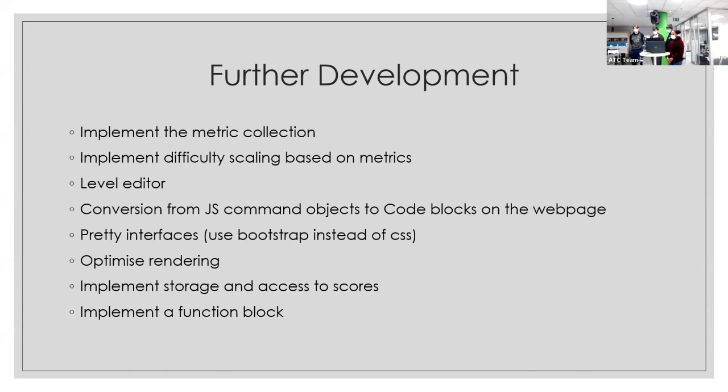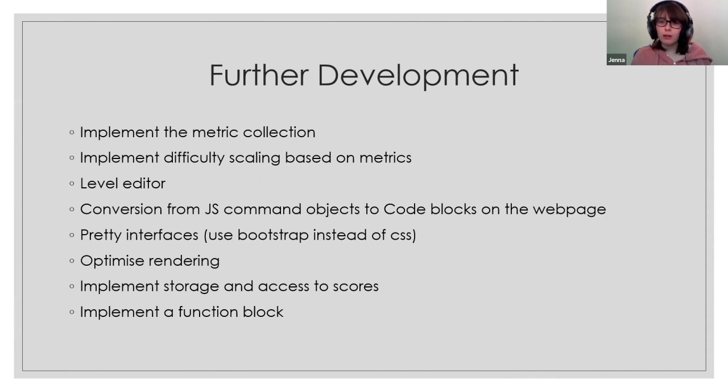Okay, so for further development, we'd like to implement the metric collection so that when people start doing the test, the game can collect information about the person, find out what level they are, and then the game will scale the difficulty according to that. And yeah, that would be the difficulty scaling based on the metrics that were collected. A level editor so that the HR, BBD, and the people that are going through the Bursars can edit the levels so they can test what they want to.